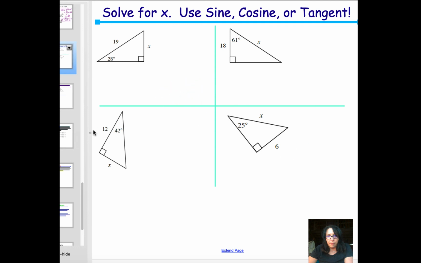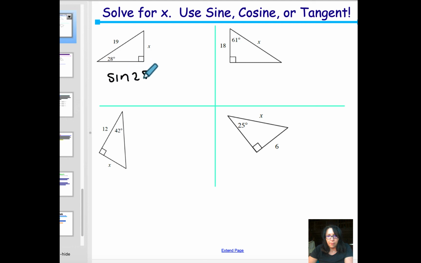For these problems here, these are just find sine, cosine, and tangent. They're just more review. If you feel like you could use the review, keep doing this. We've got sine of 28 is equal to x over 19. I'm going to set all these up first. Always put yourself at the angle. And so this one's a cosine one. So we would go cosine of 61 is equal to 18 over x.